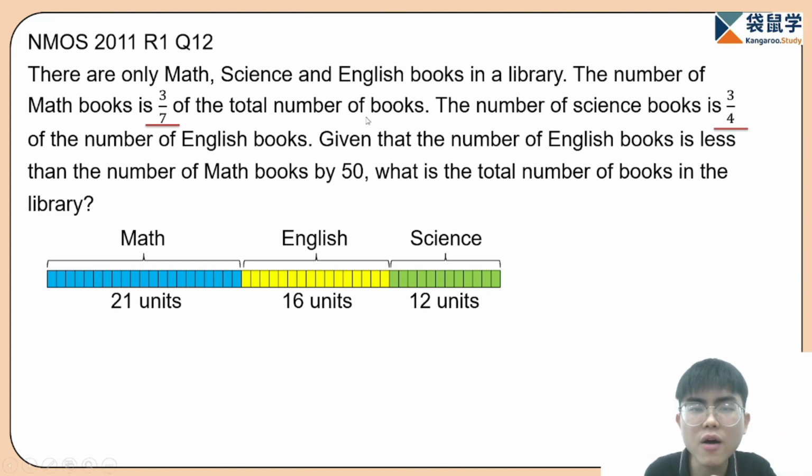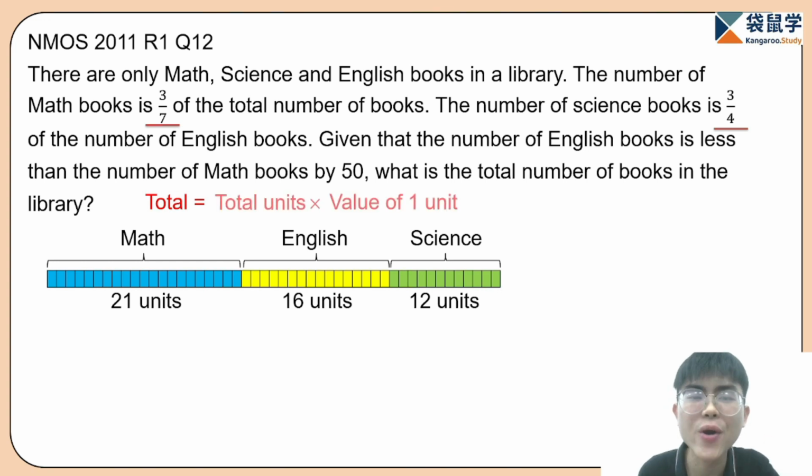Given that the number of English book is less than the math book by 50, what is the total number of books in the library? So guys, how do we find the total number of books? Based on the model, we can just use the total unit multiplied with the value of 1 unit. But how do we find the total unit? So we can just sum out all the units and we'll get 49 units.